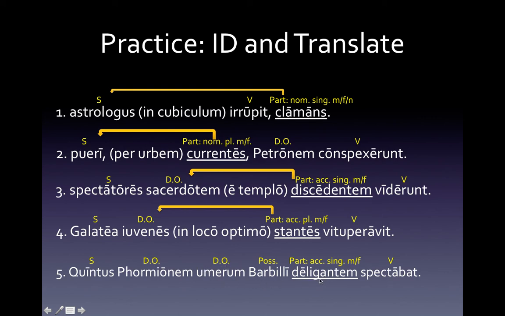Delegantem means wrapping. So Quintus was watching the shoulder of Barbilus wrapping Formio, or Quintus was watching Formio wrapping the shoulder of Barbilus. I think the second option simply makes more sense. So delegantem is modifying Formionem. I'll say that again in a slightly different way. So Quintus was watching Formio wrapping Barbilus's shoulder.